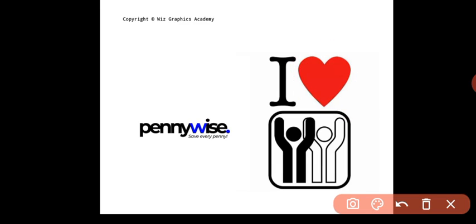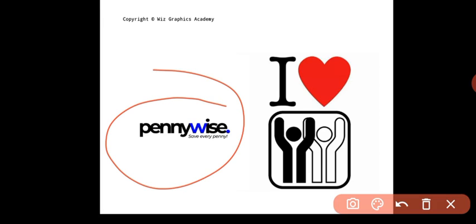So let's observe the design on the left. What is the contrast there? Very simple. It is the blue. Why? The blue is what catches your attention first, as it is totally different from the rest. So that is what contrast is all about.